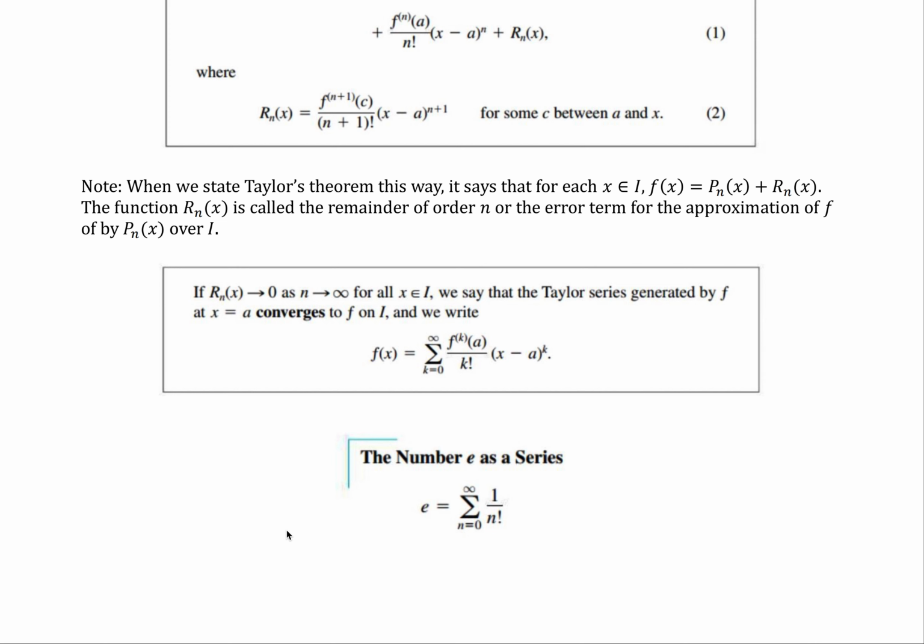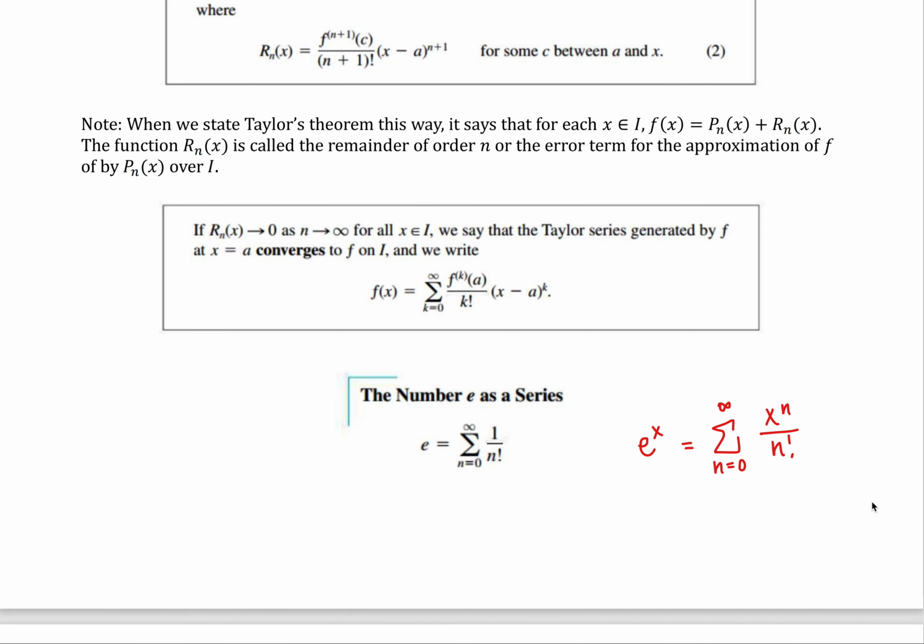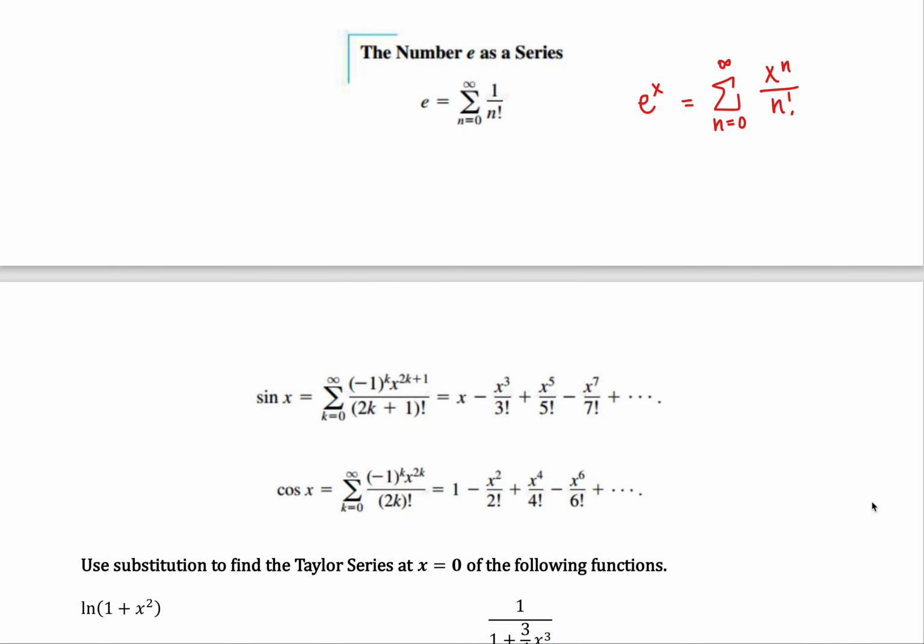As a side note, e to the x can also be defined as a series. It's the series from n equals 0 to infinity of x to the n over n factorial. And these are going to come in handy. We're going to work some examples where we're using some of these. On the next page at the top, sine and cosine can also be defined as series.